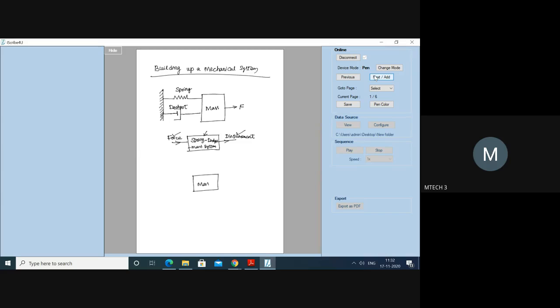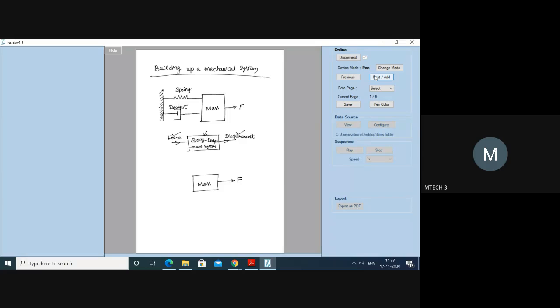So I'm writing the free body diagram for the mass. Now what is the force? This is the force that you are applying. Are you understanding? Now when you apply the force, what do we have in the diagram? The spring. Yes or no? Yes, sir. Now what is the force due to the spring?